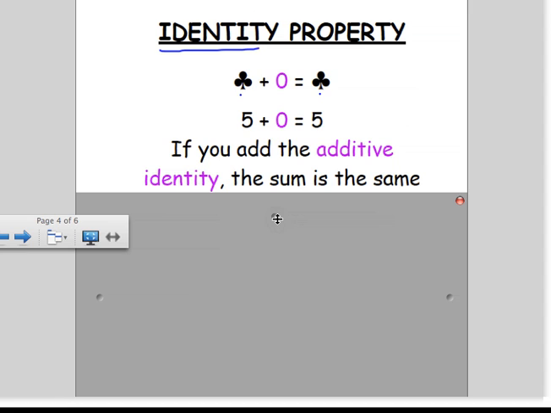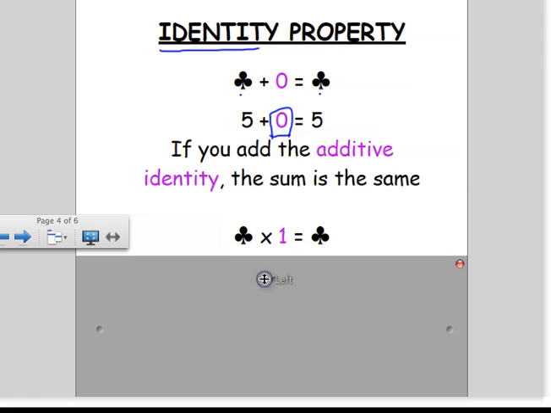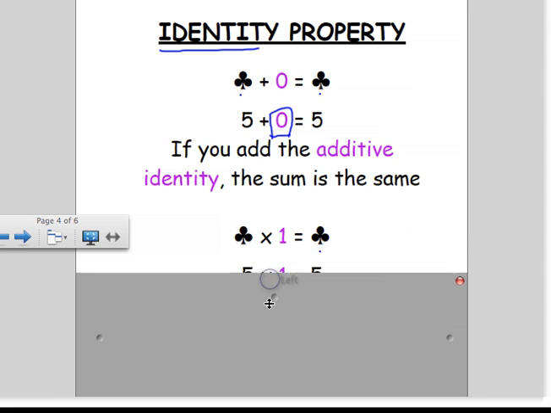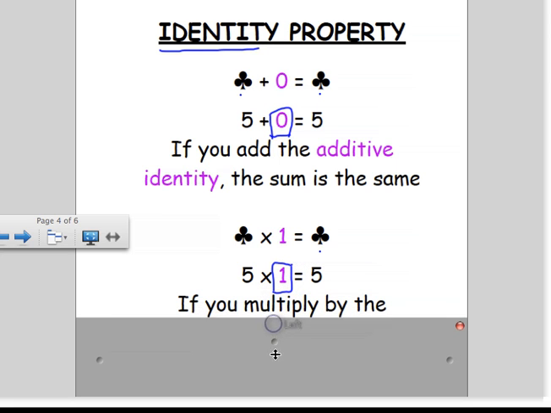first with addition, add the additive identity, the sum is the same. So if you take a number like 5 and add 0, it still equals 5. So 0 is the additive identity. This is also going to work for multiplication, because if I take something like club and multiply it times 1, again we end up with club. It doesn't change its identity. You can see that with the number, that if we have 5 and we multiply times 1, we still end up with 5. So 1 is the multiplicative identity.